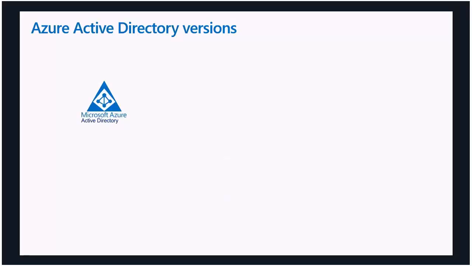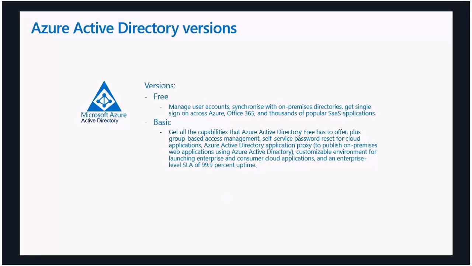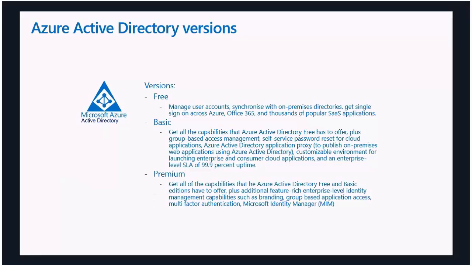So again, let's look a little bit deeper into the Azure AD versions. What do you get? With the free version, you get basic user account management, synchronization with your on-premise directory, single sign-on to Azure, Office 365, and lots of web-based applications, which we will show you. With the basic version, you get all the functionality of the free version, plus group-based management, self-service password reset for cloud applications, guaranteed uptime, and a lot of additional features.